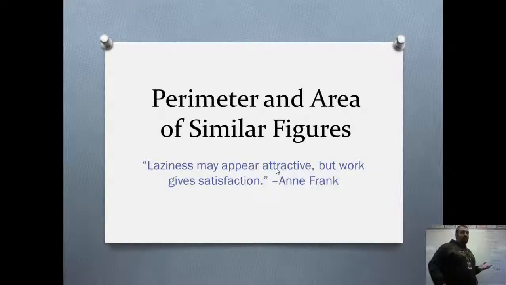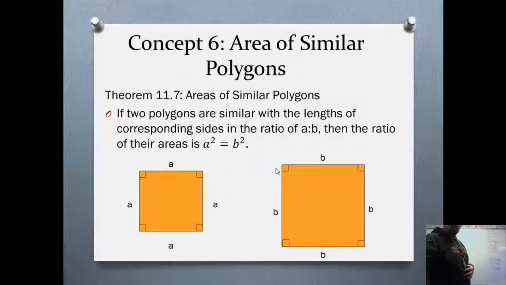That word similar to me is almost synonymous with proportion, because that's usually how I find the problems or solve for them. But remember, similar means that it's the same shape, but different size. So, here's the concept. The areas of similar polygons, this is how it says it for us. If two polygons are similar with the lengths of corresponding sides in the ratio of a to b, then the ratio of their areas is a squared to b squared.